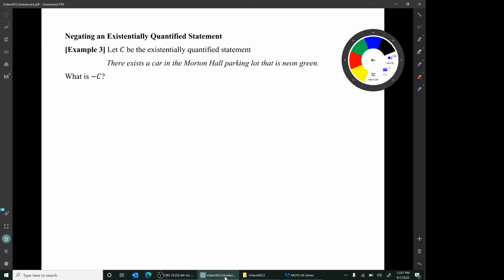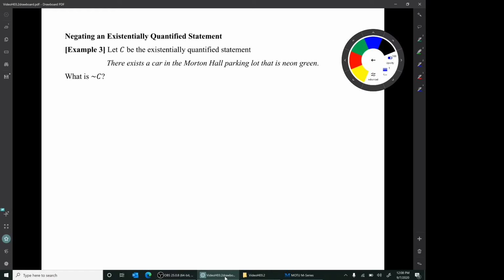Now we're going to discuss negating an existentially quantified statement. We're going to let C be this existentially quantified statement: there exists a car in the Morton Hall parking lot that is neon green. And the question is, what is the negation of that statement? Well, suppose that somebody says, there is a car in the Morton Hall parking lot that's neon green, and you want to prove that that person is lying. Well, what do you have to do? You would have to go out to the Morton Hall parking lot and check every car and confirm that it is not green.